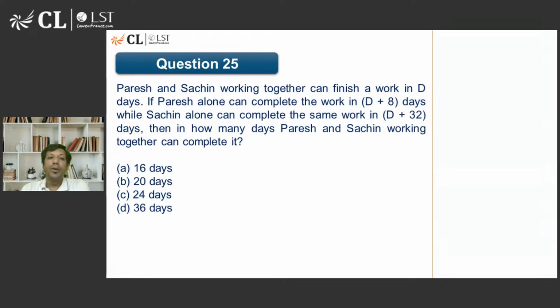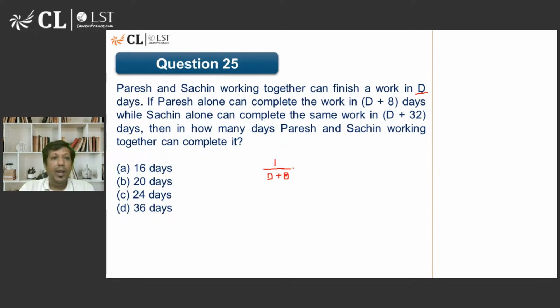Now Paresh and Sachin working together can finish a work in D days. Paresh alone can finish the work in D plus 8 days, while Sachin alone can do the same work in D plus 32 days. Then in how many days can they do it together? But they can do the work together in D days, so I need to directly find the value of D. That's what the question is saying. So in one day, how much is Paresh doing? 1 upon D plus 8.